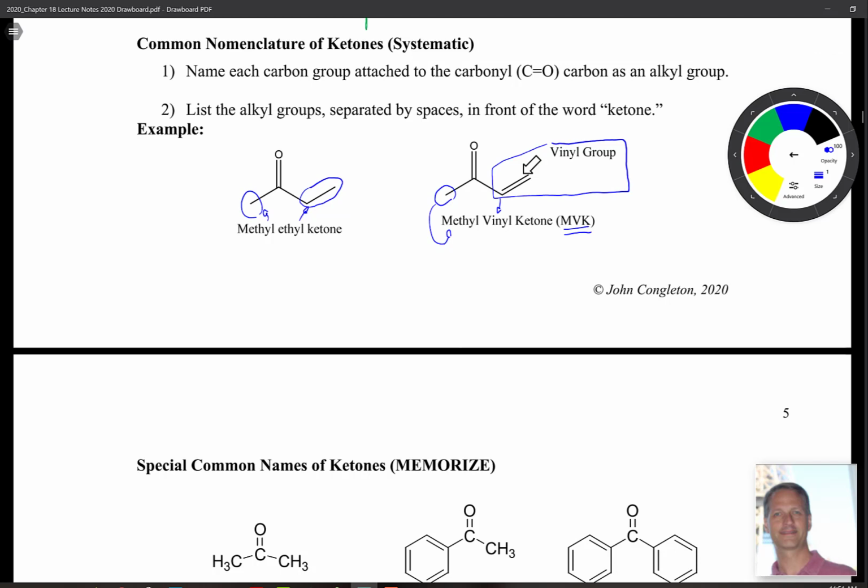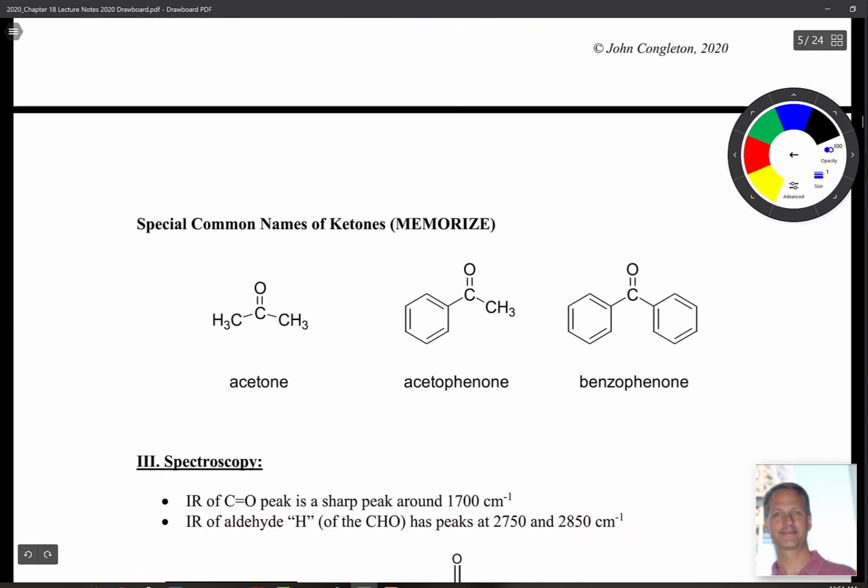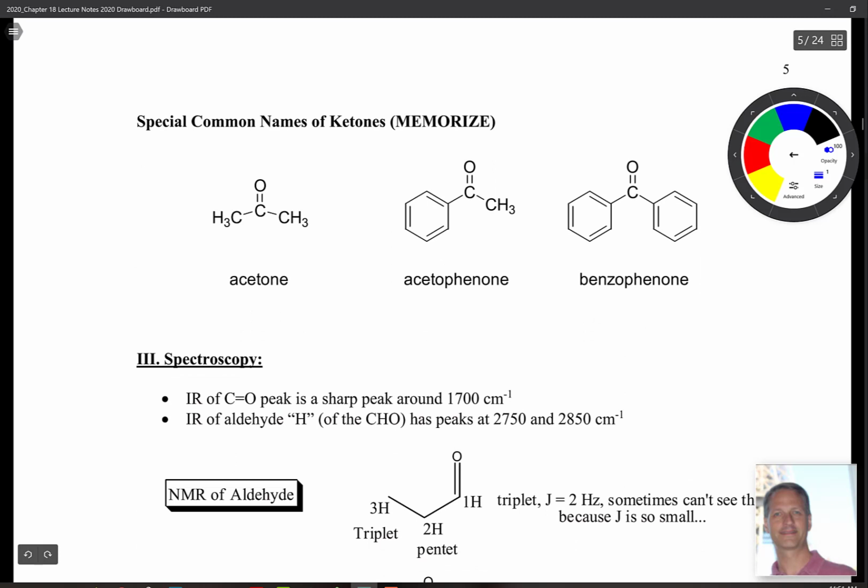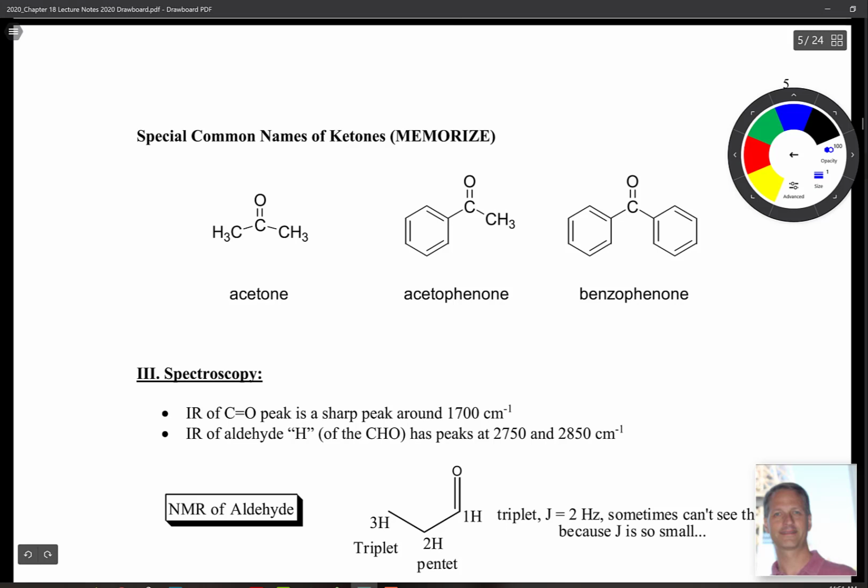And there's also some common names too. Some of them we've used in lab before. So acetone. We don't really call this 2-propanone. It's just acetone. Acetophenone. So remember, acet means 2 carbons. So you got your 2 carbons there. And then benzophenone is 2 benzenes connected to a carbonyl. So there's some labs where we use benzophenone to do some synthesis in our 225 lab.